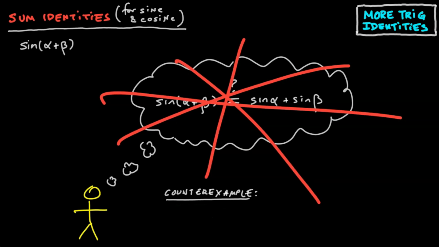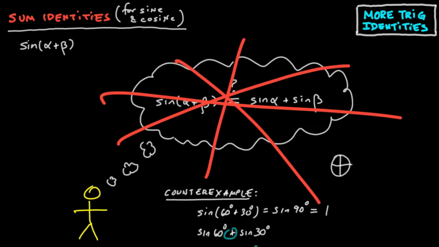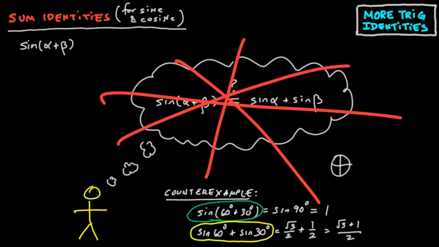In fact, here's a quick counterexample. What's sine of 60 degrees plus 30 degrees? Well, of course, that's sine of 90 degrees. And thinking about the unit circle tells us that sine of 90 degrees is the y-coordinate of that point, which is 1. Is that the same thing as sine of 60 plus sine of 30? No, it is not, because sine of 60, everyone knows, is root 3 over 2, and sine of 30, everyone knows, is half, and root 3 plus 1 over 2 is definitely not equal to 1. So we've seen a specific example where sine of alpha plus beta is not the same thing as sine of alpha plus sine of beta.